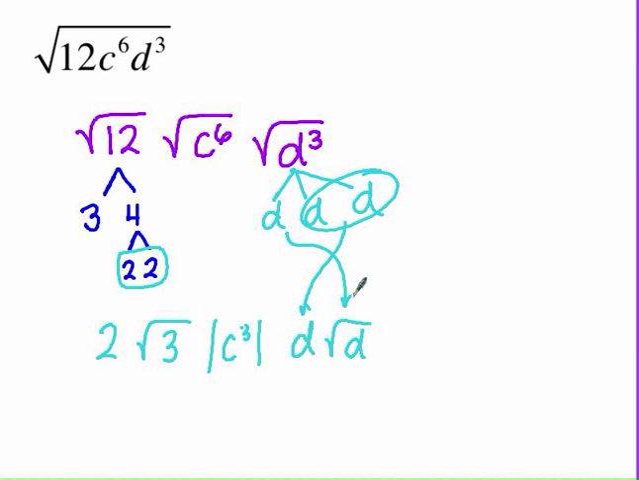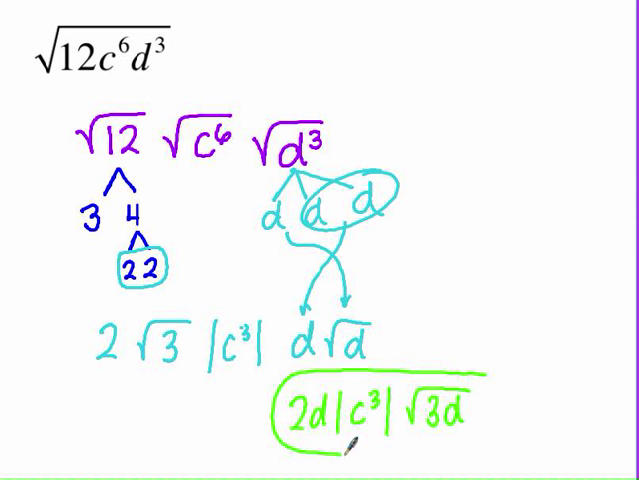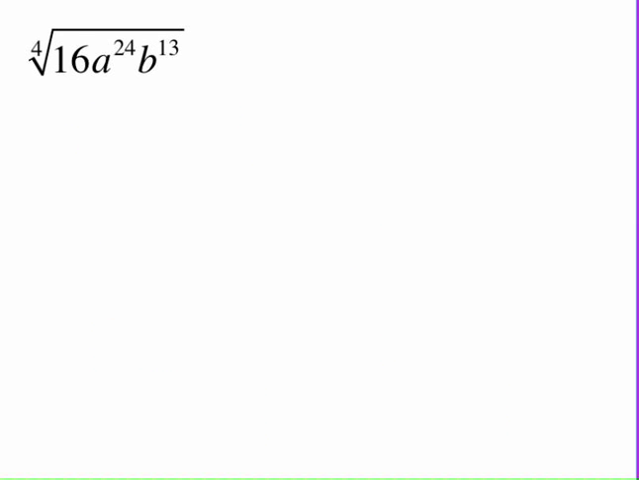Alrighty, so now let's simplify. What do I have outside of the square root? 2. I have a 2d and then the absolute value of c cubed. And what do I have inside the square root? 3d. So see, these are going to get a little in depth. I'm going to warn you. So let's go and look at another one.